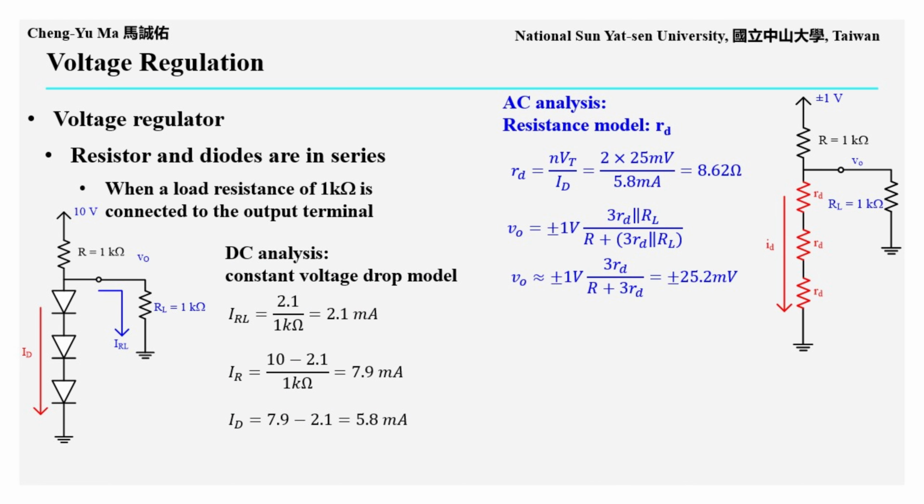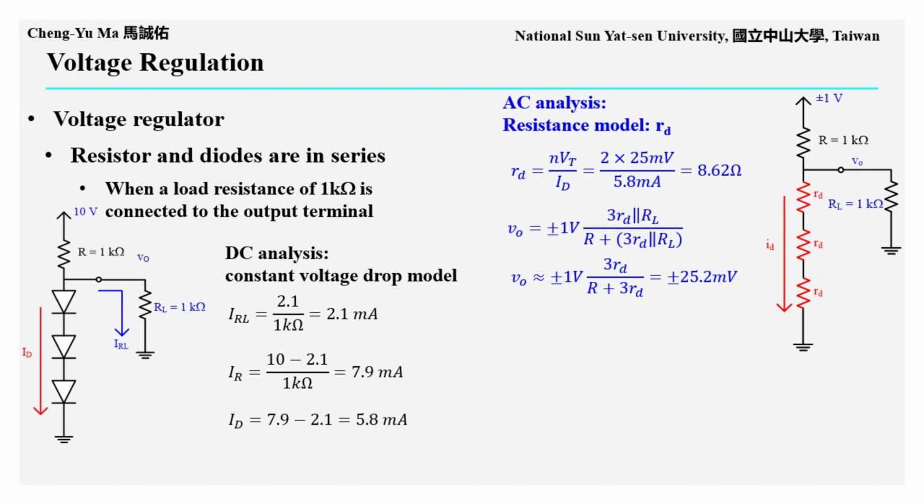Now we perform the AC small signal analysis. The diode resistance is RD equals N times VT divided by ID, which is 2 times 25 millivolts divided by 5.8 milliamps, or about 8.62 ohms. At the output node, the three diode resistances in series are in parallel with the load resistance RL. This parallel combination is then in series with resistor R, so the output ripple is found by voltage division.